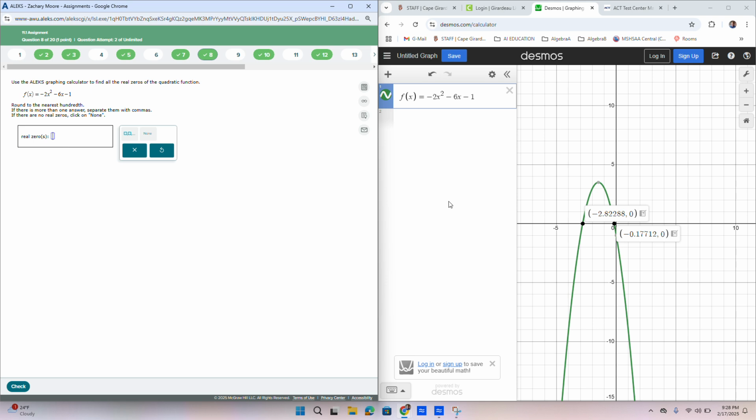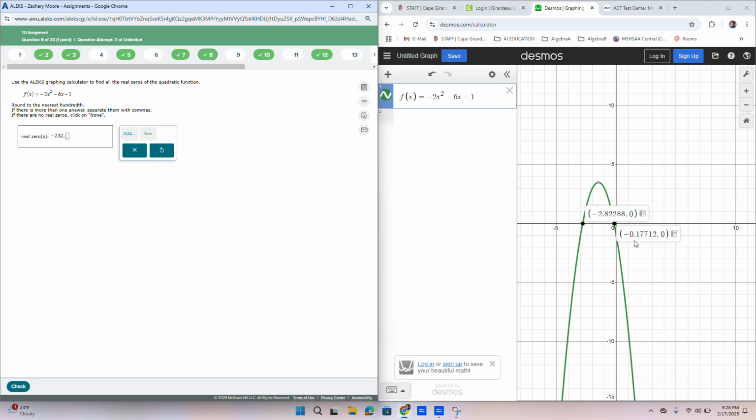So that first x is at -2.82288. Okay. So we're going to put -2.8, and it says round to the nearest hundredth. So that's 2 decimal places. So -2.82. And then you're going to have to separate it with a comma.